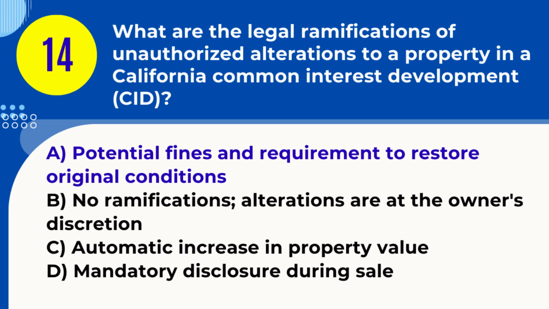Answer. A. Potential fines and requirement to restore original conditions. Explanation. Unauthorized alterations in a CID in California can lead to legal action, including fines and the requirement to undo the changes and restore the property to its original condition.